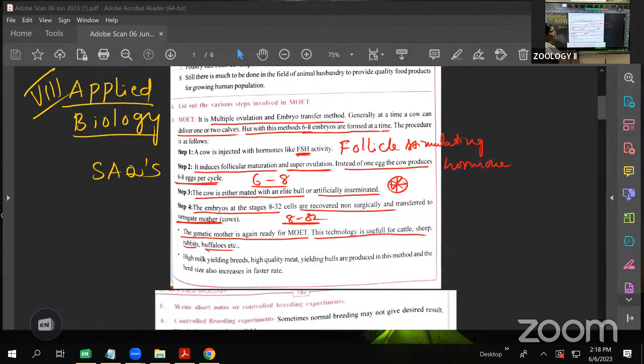Not only in cows, it is used in cattle, sheep, rabbits, and buffaloes.